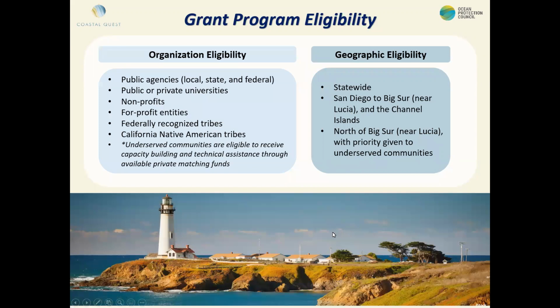In terms of organizations that can apply to the RFP, public agencies at the local, state, and federal level can apply, as well as public or private universities, nonprofits, for-profit entities, federally recognized tribes, and California Native tribes. And underserved communities are eligible to receive capacity building and technical assistance through our available private matching funds to help support the application process, as well as if they do receive a grant, some support in implementing that project.